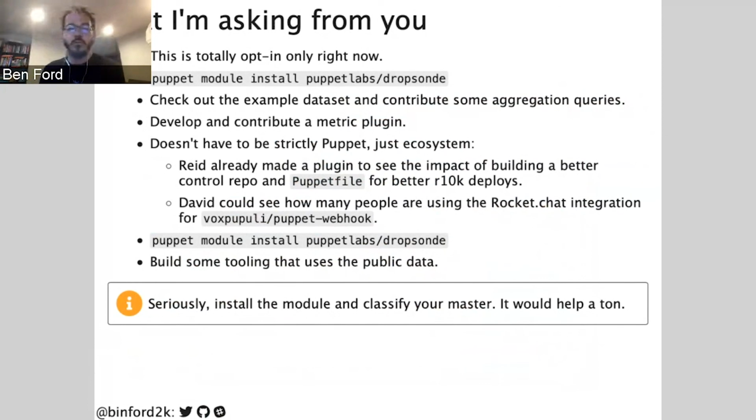Or you could just build some tooling that uses it. Maybe you want to build a VS Code integration that'll give you a warning if you're working on a file that is going to impact a lot of people if you break it. I would really, really like to see that one, as a matter of fact, to see just-in-time help or warnings of things that might come up, just like you do with other kinds of syntax help. But really, if all you do is just install the module and classify your server, it would really, really help out a lot.